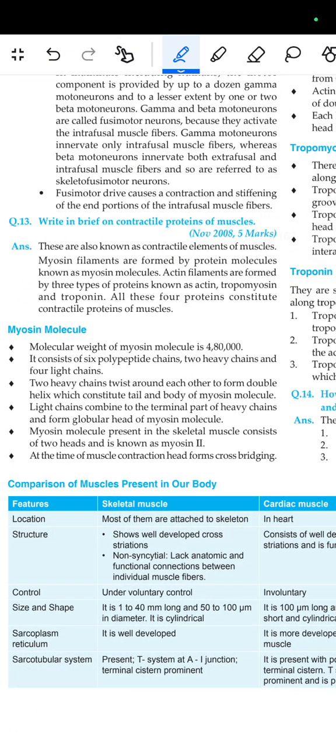Fusimotor drive causes a contraction and a stiffening of the portions of the intrafusal muscle fiber. Next, in brief, the contractile components of the muscle. These are also known as the contractile elements of the muscle.